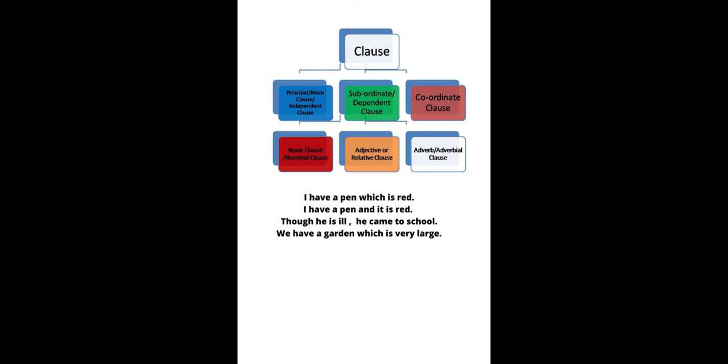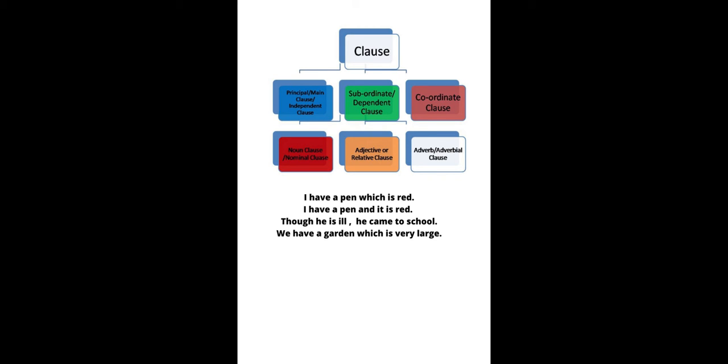You should know that main clause or principal clause and subordinate clause are mainly found in complex sentences. In a normal complex sentence, there are two types of clauses: one is principal or main clause, another is subordinate or dependent clause. And the third type, coordinate clause, is mainly found in compound sentences. The clauses of compound sentences are mainly coordinate clauses. They are like principal clauses, but they are called coordinate clauses because they are connected by coordinating conjunctions.